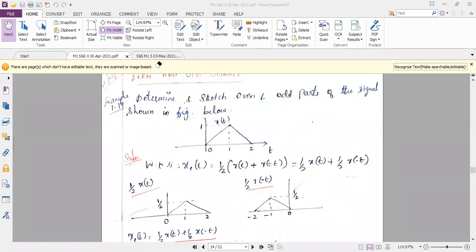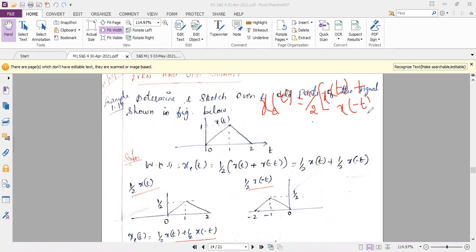I want you to refer to your notes and tell me what is the formula for the even signal and what is the formula for the odd signal. Can you tell me, or shall I write the answer here? So x_e of t is equal to, I hope you all remember, 1 by 2 into x of t plus x of minus t. This was the equation we discussed for the even part of the signal.